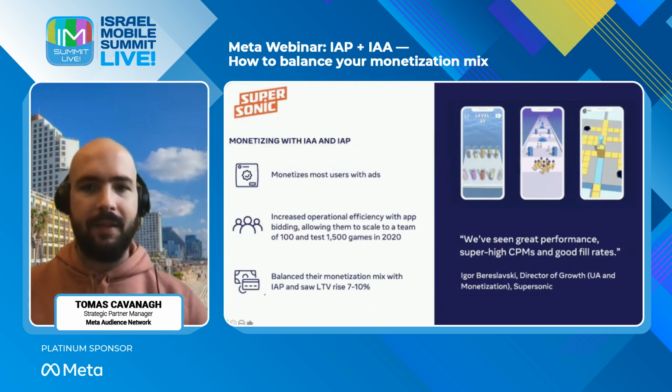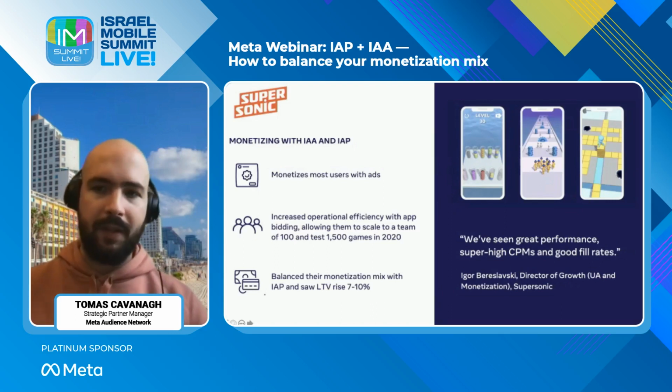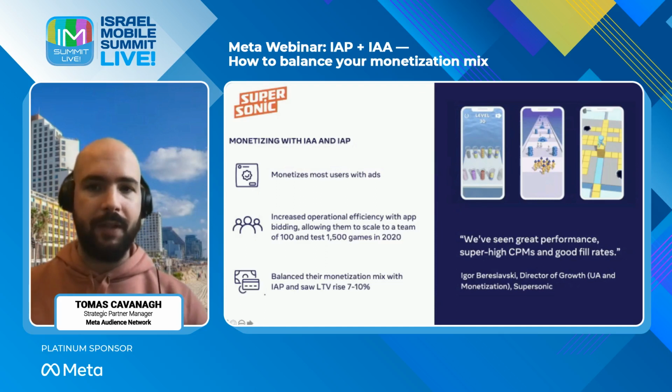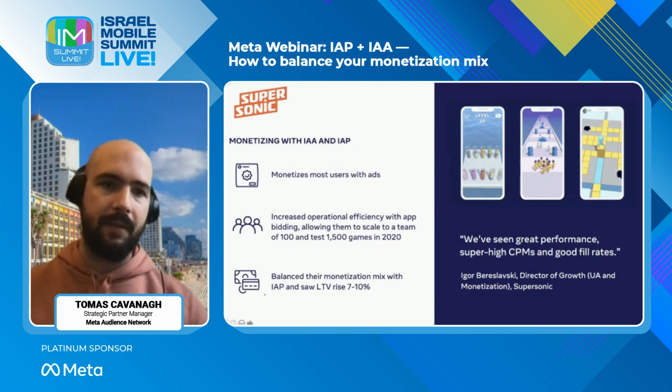Supersonic looked to Meta as a partner who could support their game from testing early prototypes and creatives to landing the right monetization mix. One of these approaches was adding IAP to their in-app advertising economy.